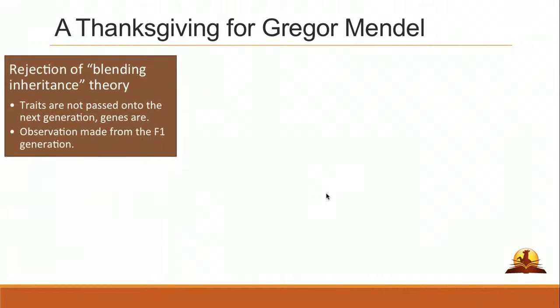So Gregor Mendel, the great things that he did, first of all, we talked about it in the last lecture in class. At the time, people thought that there was going to be a blending inheritance. So if you have a purple dad and a white mom, maybe you'll have a purplish, whitish, or in-between color. That's not true. Traits are not passed on to the next generation, but genes are. And then he noticed that with the F1 generation, when he crossed pure purple and pure white and got all purple, he basically rejected blending. There's no such thing as blending.